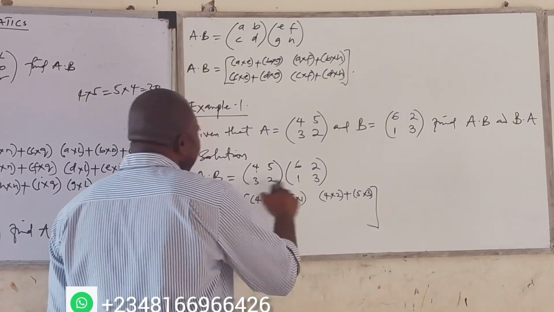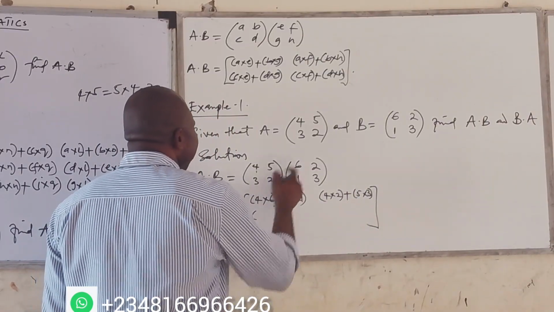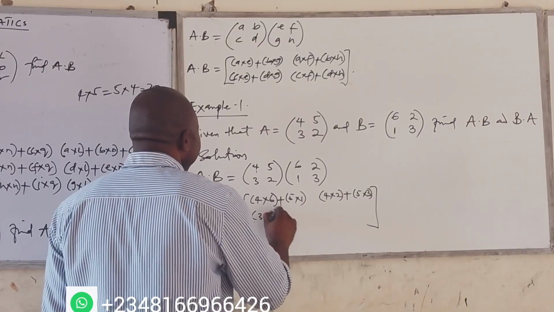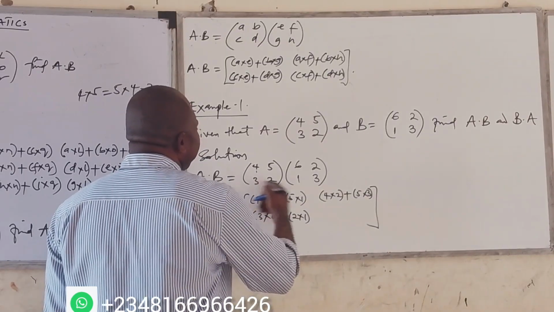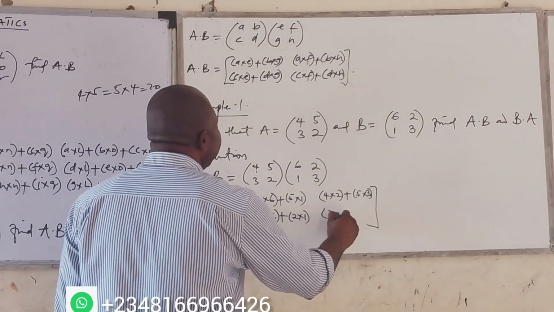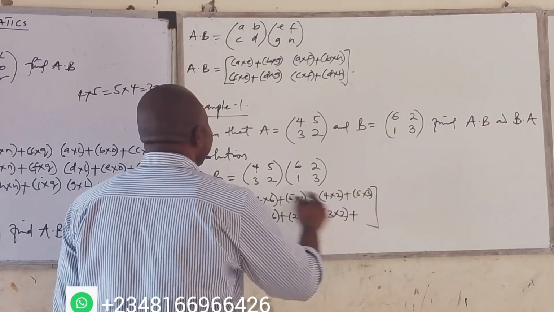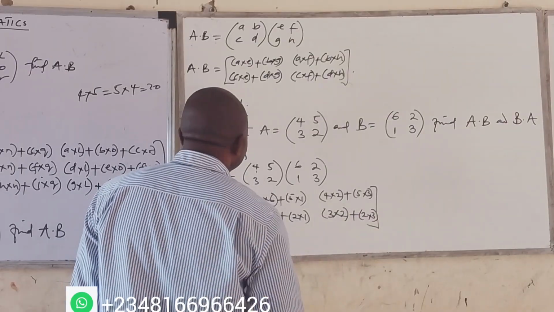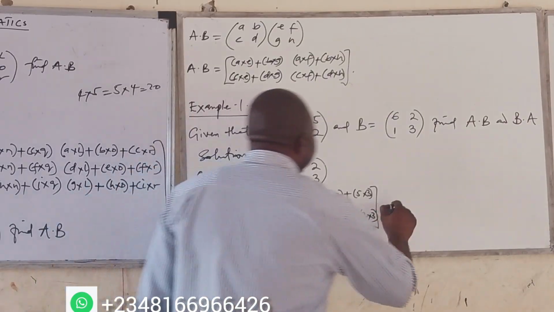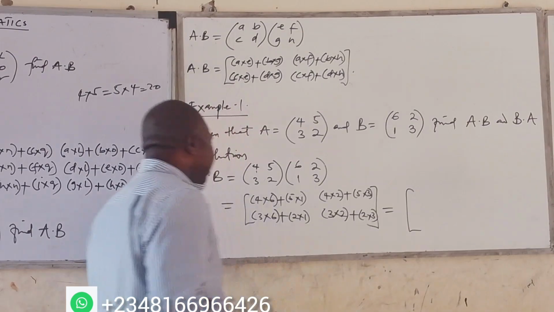Now let's go down. The next one here will be 3 times 6 plus 2 times 1. The next one will be this by this: 3 times 2 plus 2 times 3. It means the whole of this will now be equal to, let's look at this.